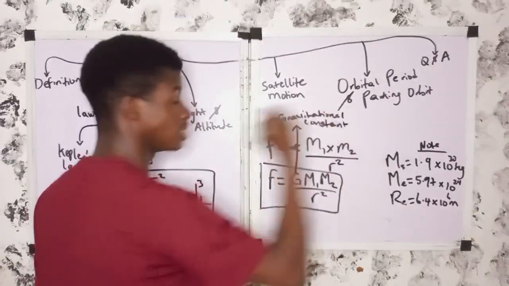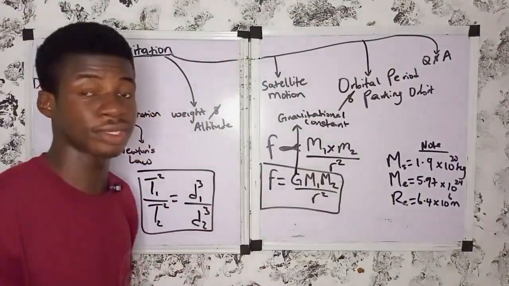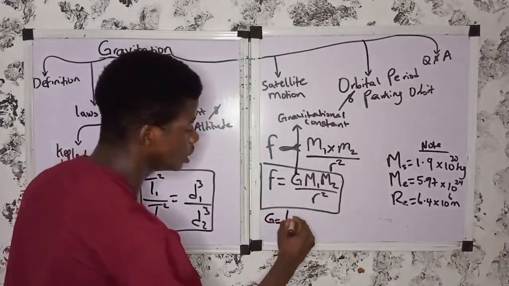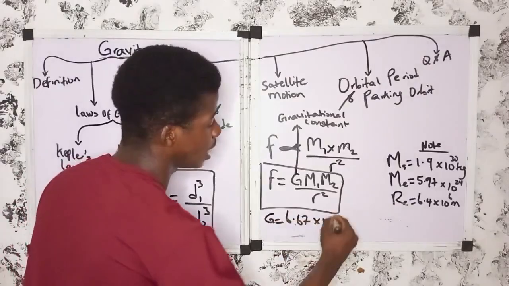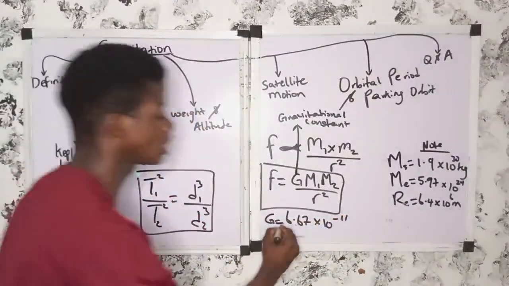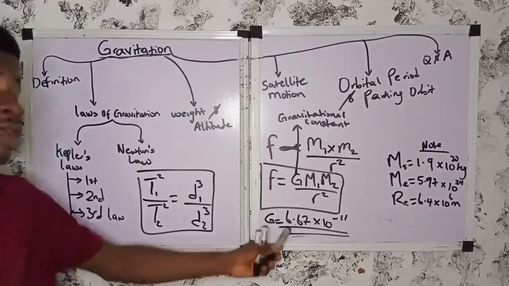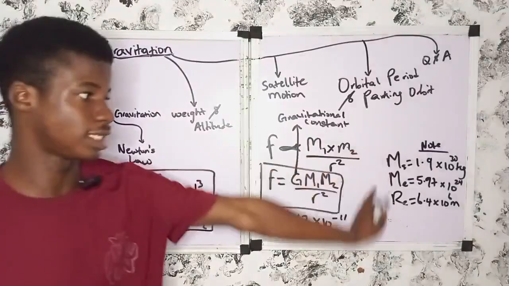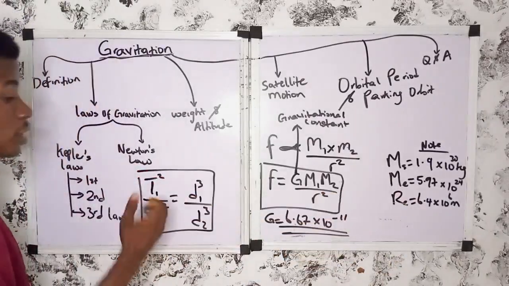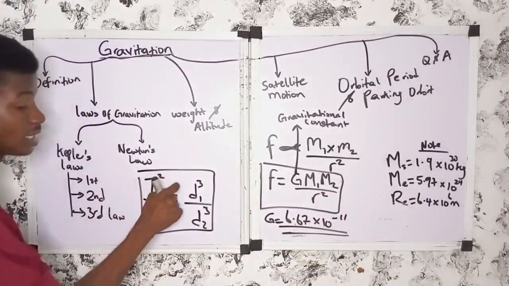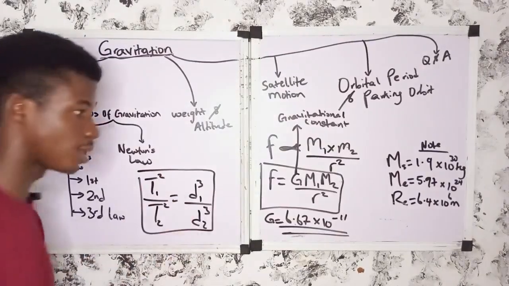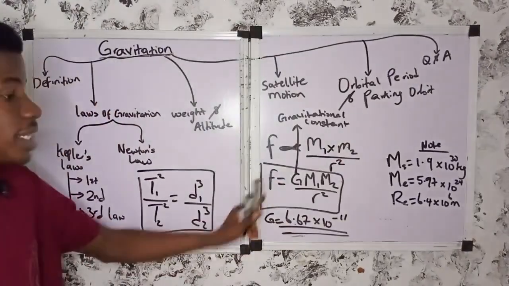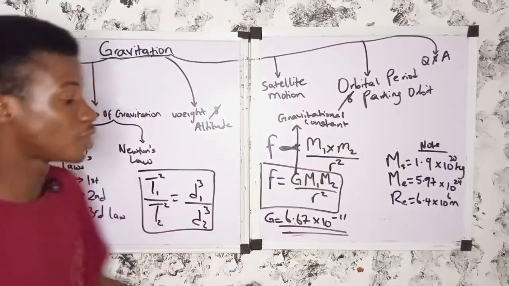Please take notes. The value for the gravitational constant G is 6.67 times 10 raised to minus 11. So this is the value for G. The first thing I told you to take note of was this, the second one is Kepler's third law, then the next one is the universal law of gravitation, where G is 6.67 times 10 to the minus 11.